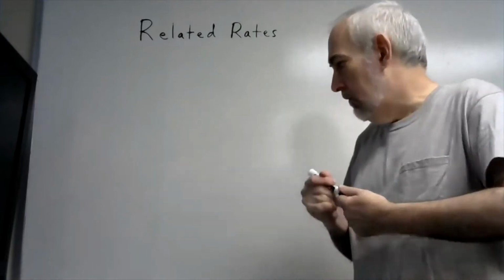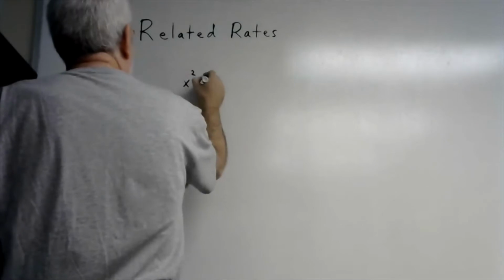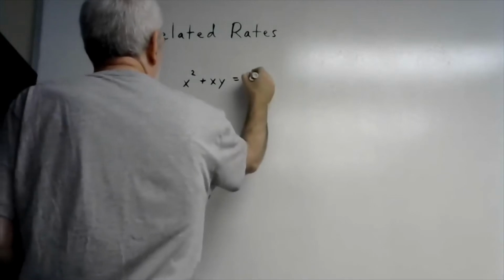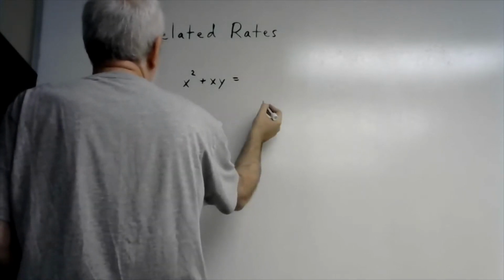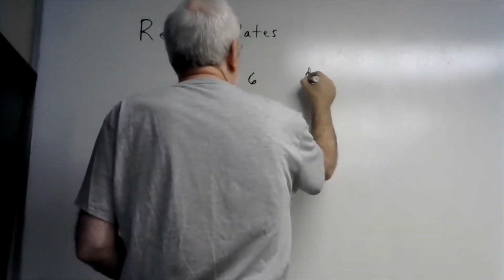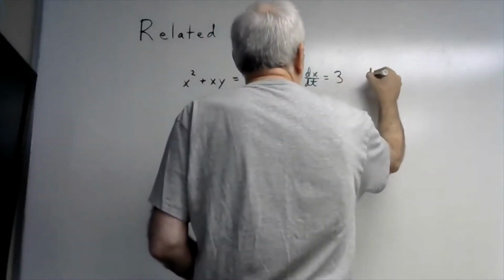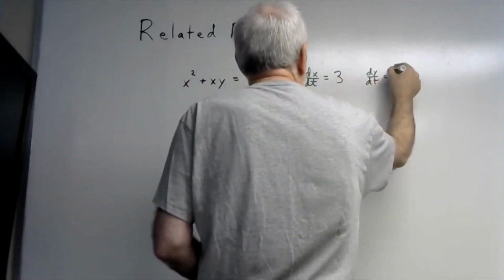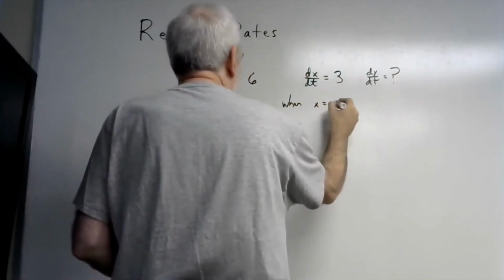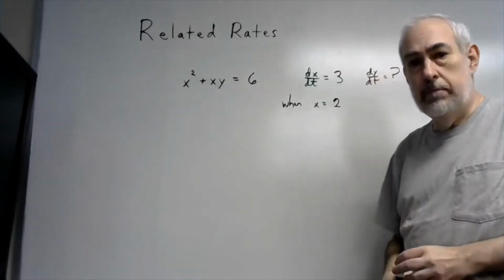Let me just jump right into an example. So let's say we have the equation x squared plus xy is equal to, let's say, 6, and we're given that dx/dt is 3. We are trying to solve for dy/dt when x is 2.